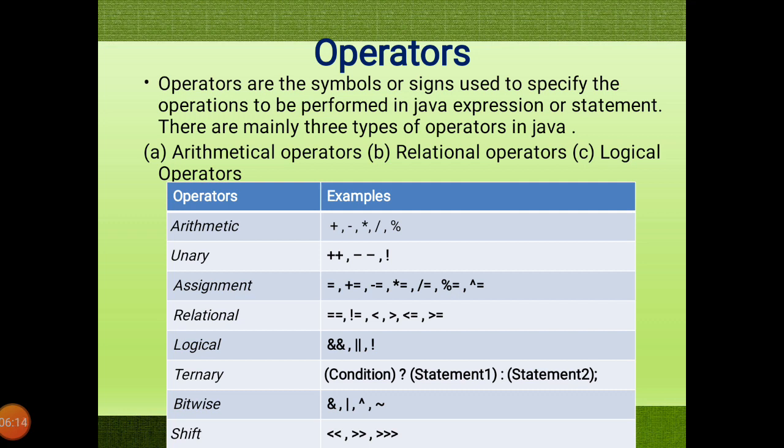Apart from that, Java has several other operators: the unary operators, plus plus, minus minus, not. The assignment operators, for example, equal to, plus equal to, minus equal to. We also use the ternary operator in Java for conditional statements, the bitwise operator, and the shift operator. So many operators we are using inside Java.